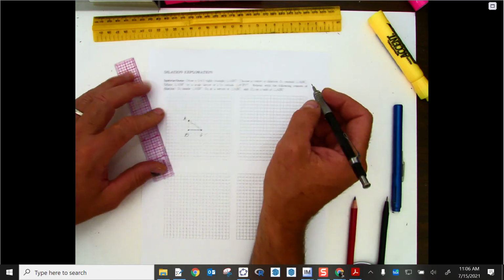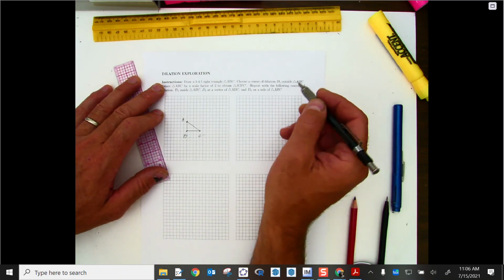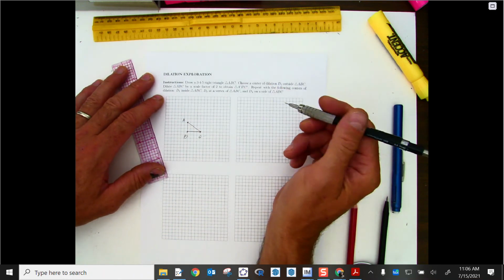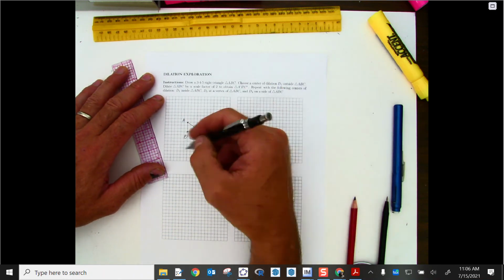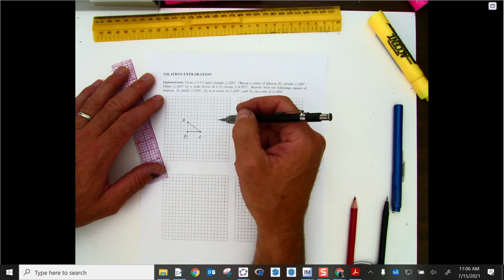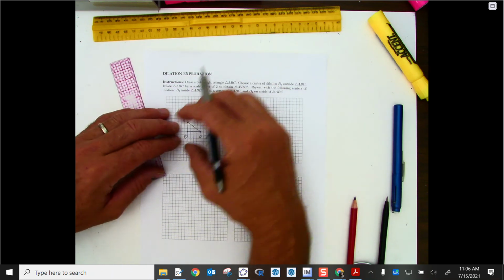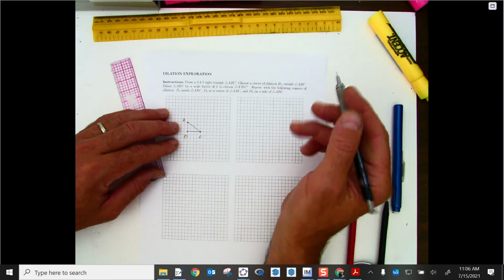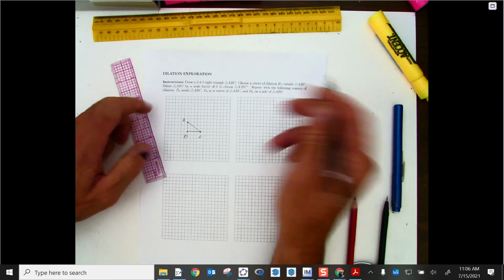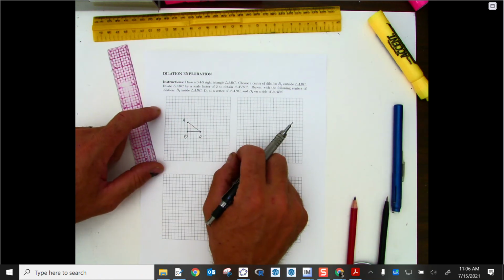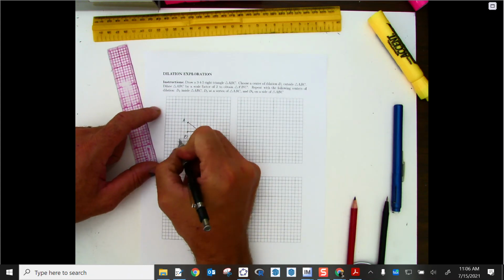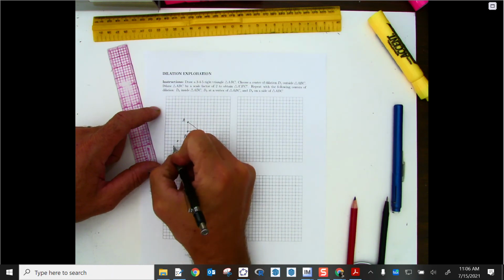And then I'm supposed to choose a center of dilation D1 outside of ABC, and then dilate ABC by a scale factor of 2. So that means I can choose D1 anywhere, but I have to be a little bit careful because when I dilate, it's going to make it larger, and I need to leave space for that to happen. Perhaps it would have been better to put this down here in the corner, but too late now. Let's go ahead and put D1 right here.